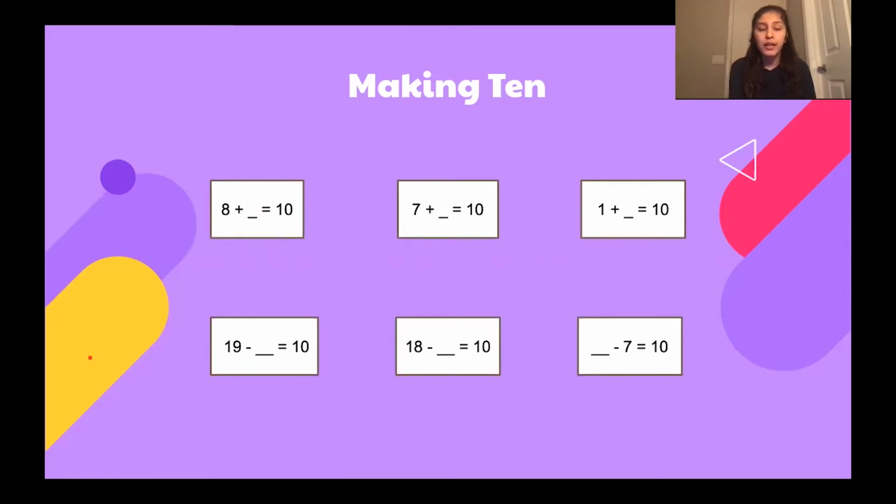Okay, now that you've had enough time to find the missing addends, this one's 8 plus blank equals 10. This is 7 plus blank equals 10. 1 plus blank equals 10. And 19 minus blank equals 10. 18 minus blank equals 10, and blank minus 7 equals 10. So we have some addition and we have some subtraction. Now let's see if you got the same answer as me.